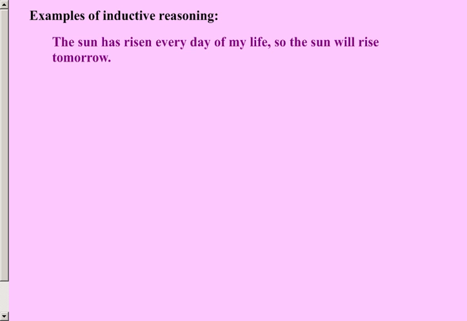Okay. Now let's take a look at a couple of examples of inductive reasoning. I think you'll probably see how easy this is. Okay, here is a statement: the sun has risen every day of my life, so the sun will rise tomorrow. Okay, now that seems like a reasonable thing to say.